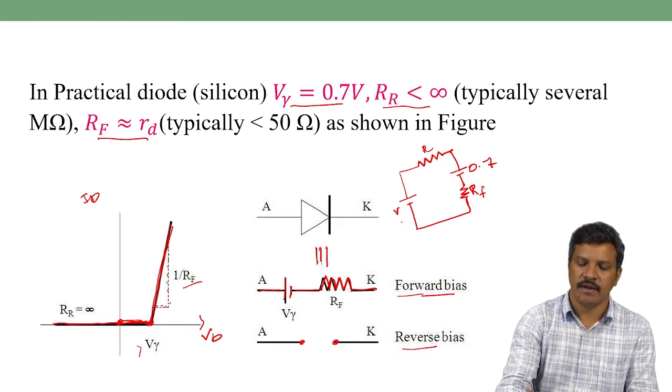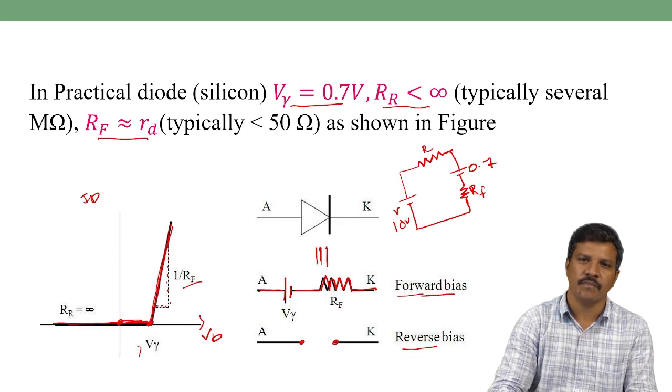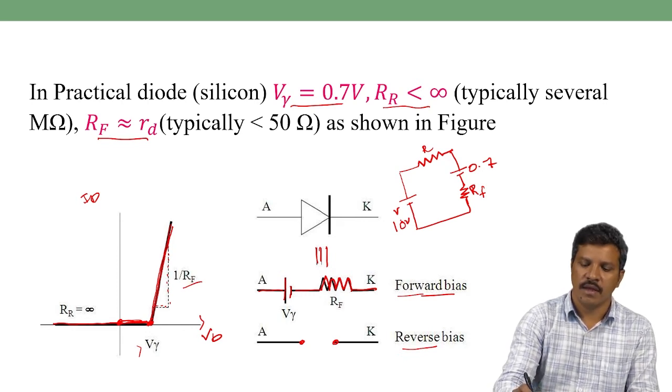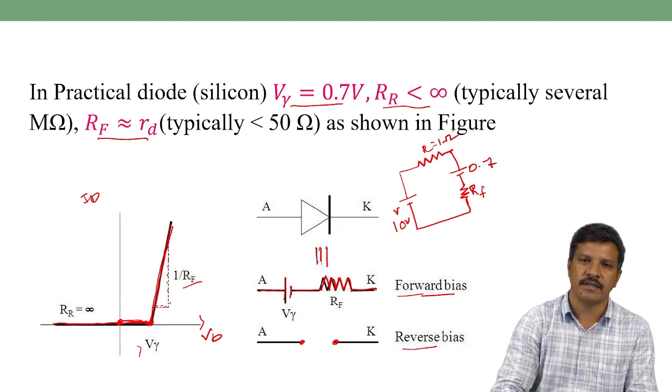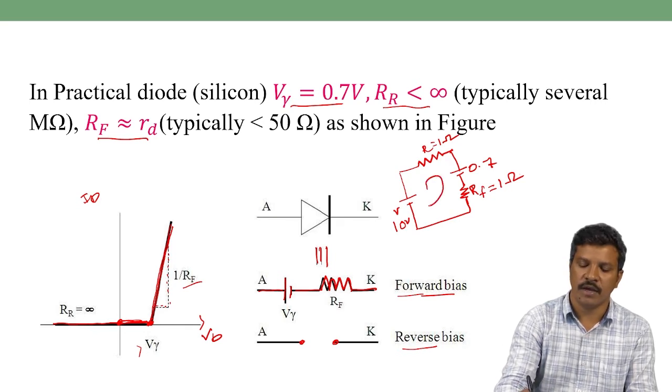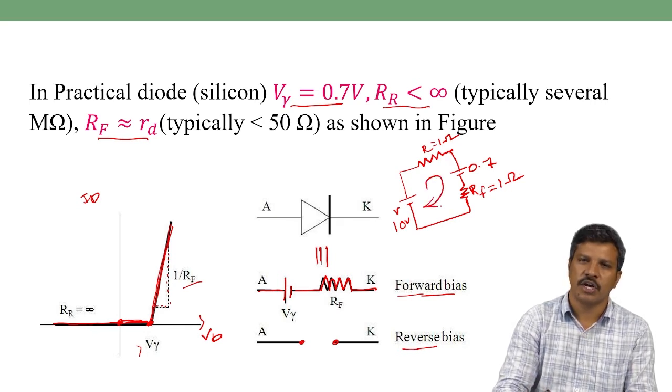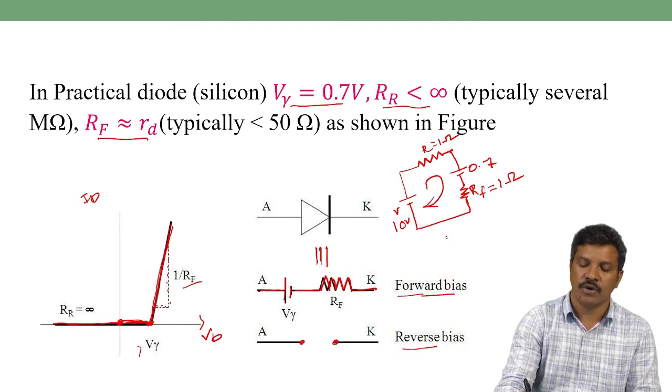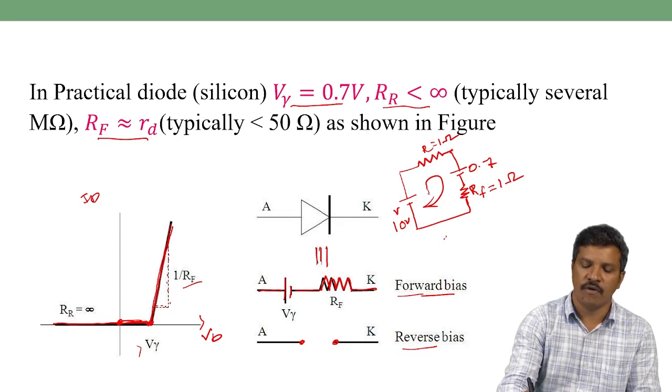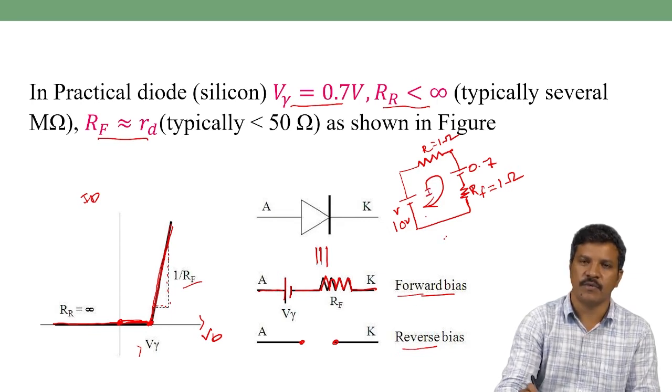So let us consider this voltage is 10 volts, and then this one is a 1 ohm external resistor, and then the internal forward resistance is, for example, 1 ohm. So what will be the current flow in the network? In order to replace this diode with this barrier voltage and forward resistance, now we can analyze what is the current flow in the diode in this network.